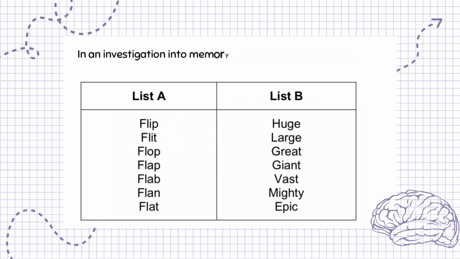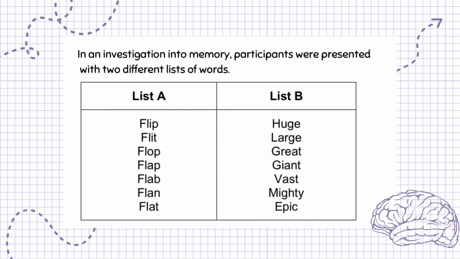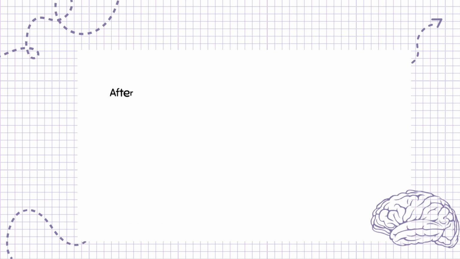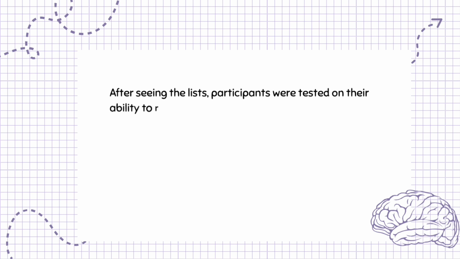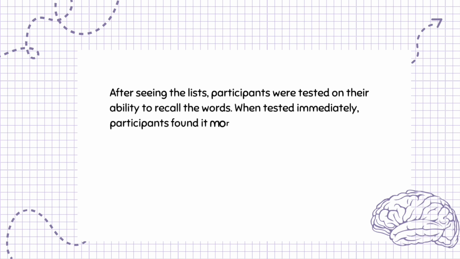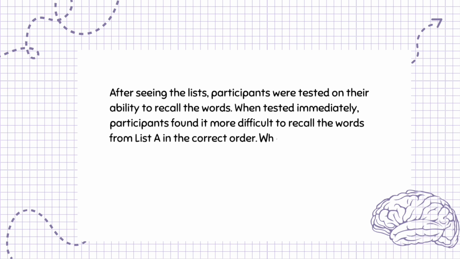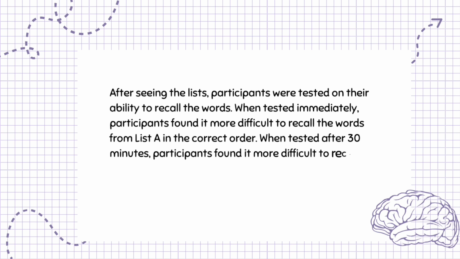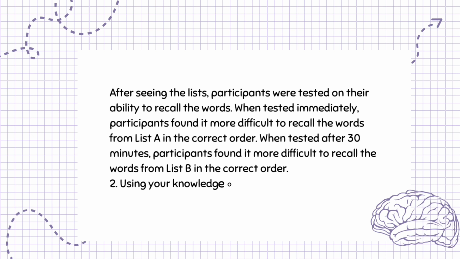In an investigation into memory, participants were presented with 2 different lists of words. After seeing the lists, participants were tested on their ability to recall the words. When tested immediately, participants found it more difficult to recall the words from List A in the correct order. When tested after 30 minutes, participants found it more difficult to recall the words from List B in the correct order. Question 2. Using your knowledge of coding in memory, explain these findings.